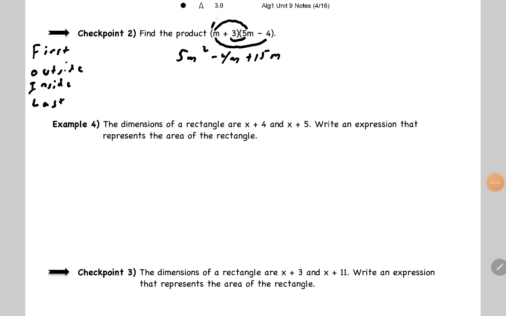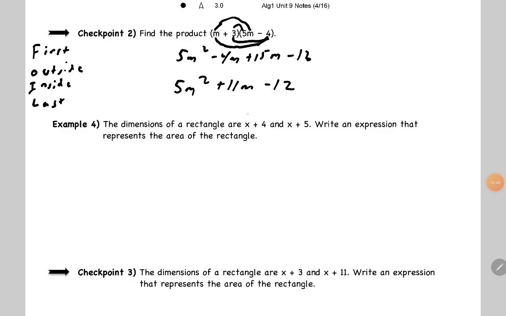And then we're going to do the last terms. I guess I should change it so I have this, and then we do the last terms. There we go. So our last terms are 3 and negative 4, minus 12 when multiplied together. And that's our answer. Well, actually, first we need to combine our like terms. Negative 4m plus 15m is plus 11m. And then we have minus 12, and that's it.